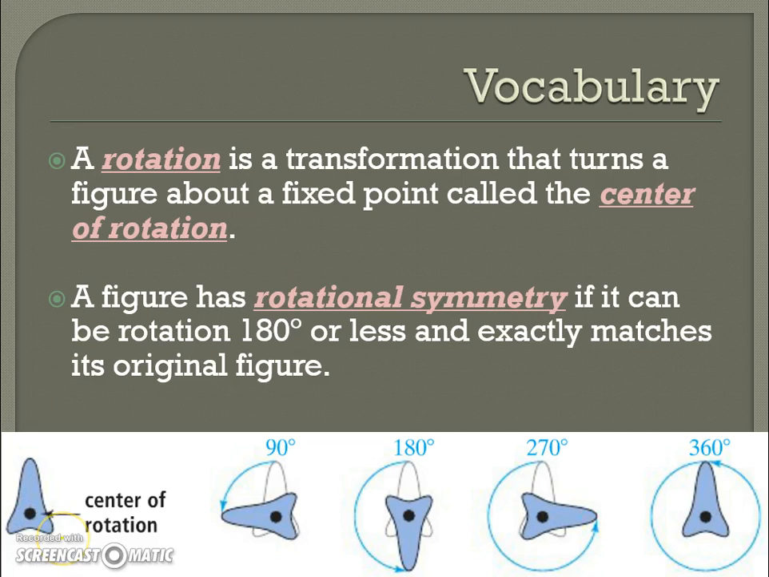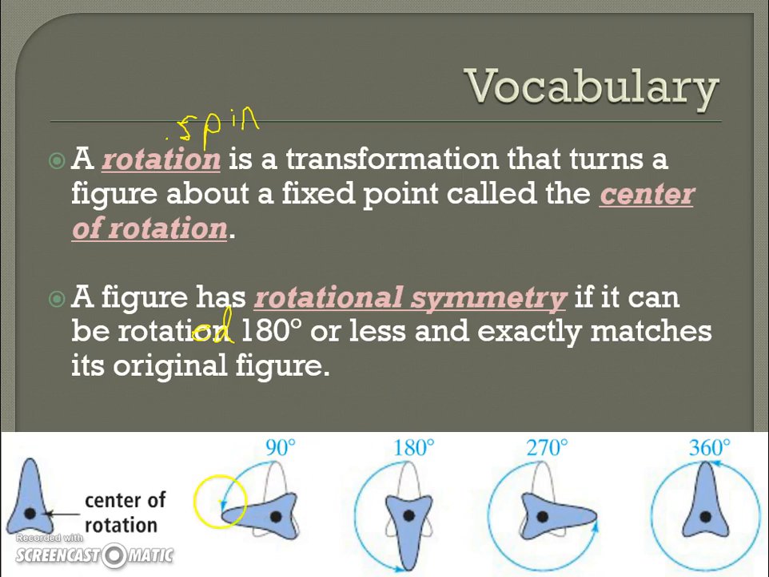So here's some vocab. You'll want to pause and copy all of this down. A rotation, sometimes called a spin. A rotation is a transformation that turns a figure about a fixed point called the center of rotation. A figure has rotational symmetry if it can be rotated 180 degrees or less and exactly matches its original figure.